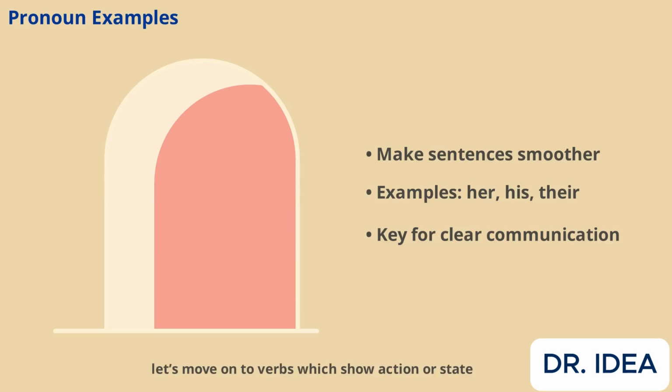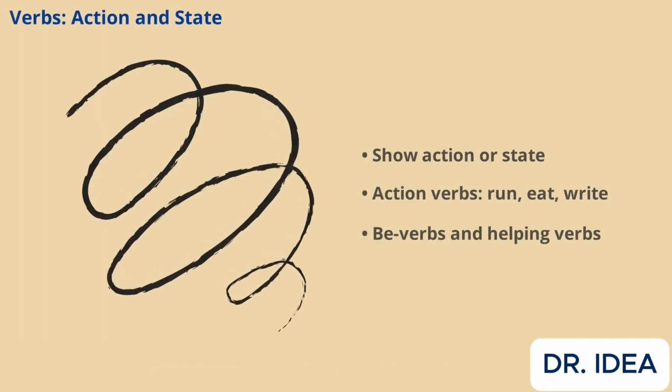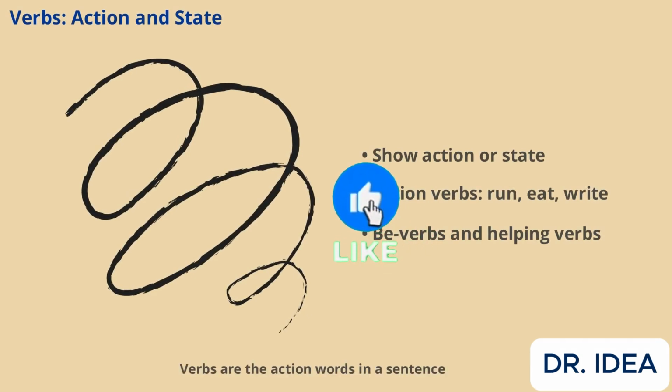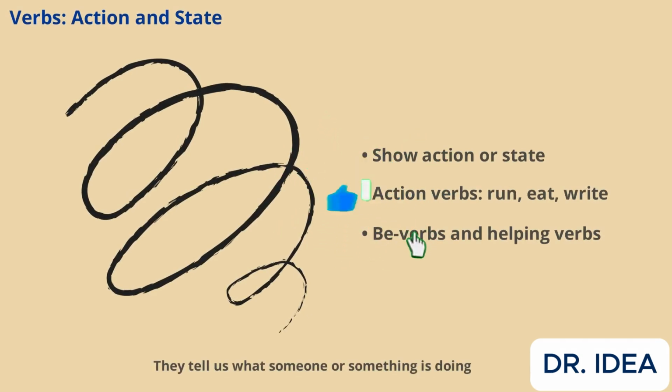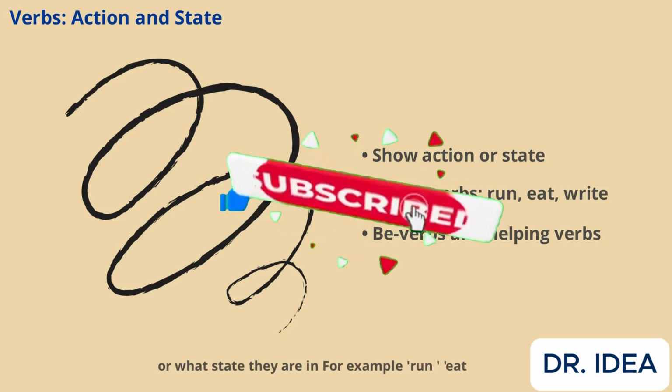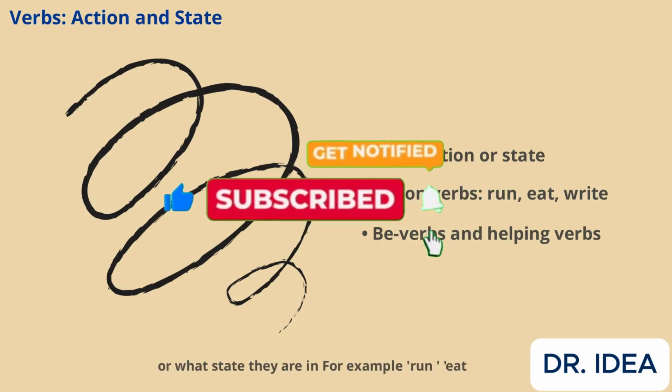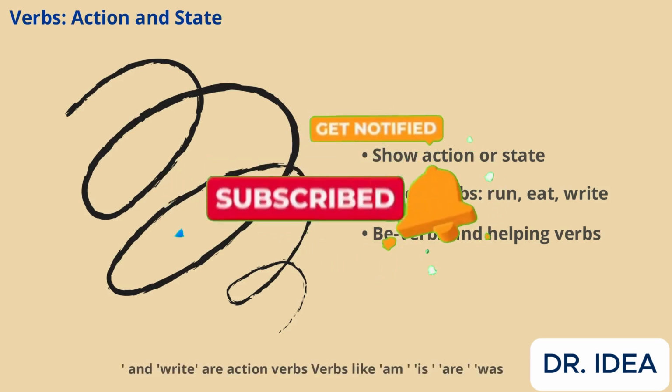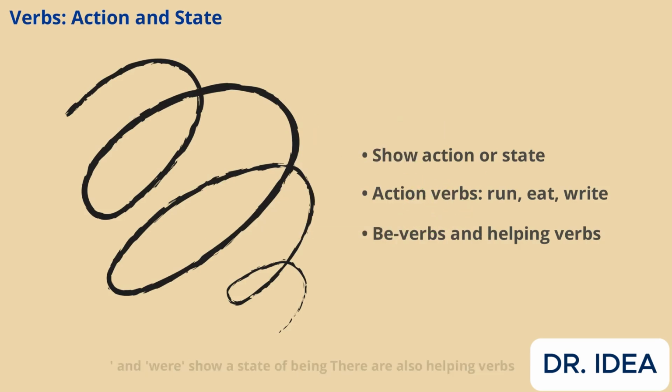Now let's move on to verbs, which show action or state. Verbs are the action words in a sentence. They tell us what someone or something is doing or what state they are in. For example, run, eat, and write are action verbs. Verbs like am, is, are, was, and were show a state of being. There are also helping verbs such as can, will, have, and do, which work with main verbs to add meaning. Every sentence needs a verb to show what's happening.